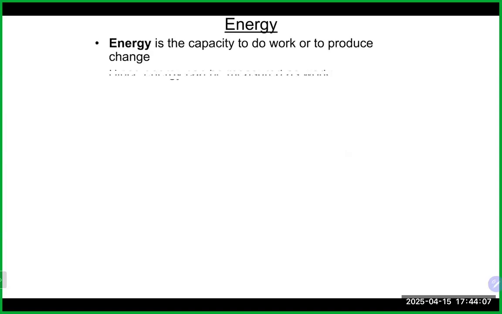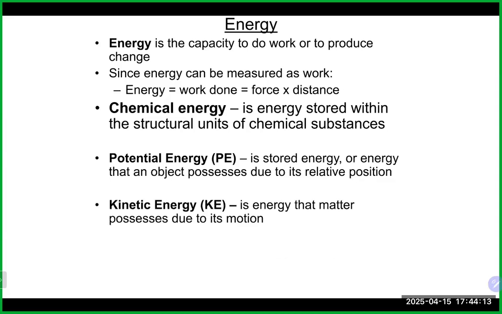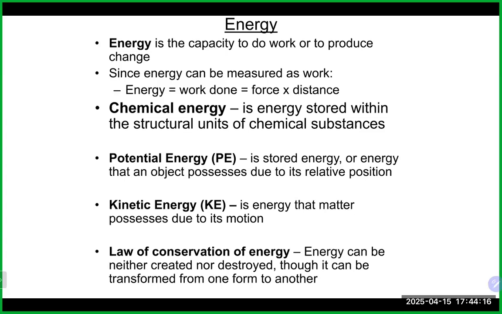Now, when we talk about energy, energy is really the capacity to do work or to produce some type of change. And energy can be measured as the work done or the force times the distance. There's different types of energy. There's chemical energy. That's the energy, for example, stored within bonds, within atoms. So, for example, if you were to break a bond, that would be an endothermic process. You have to put heat and energy in to do so. Everybody gains some energy and they kind of wiggle away from each other and the bond breaks.